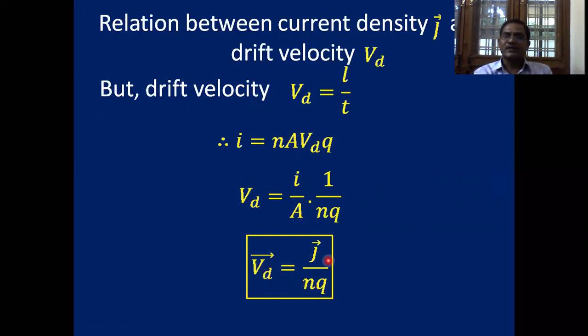Here the Vd bar direction is the J bar direction. The direction of Vd bar is J bar. For electron, obviously we take a negative sign there.